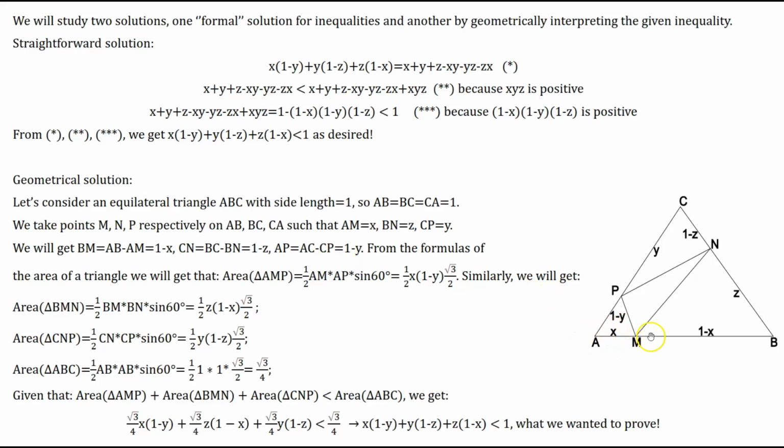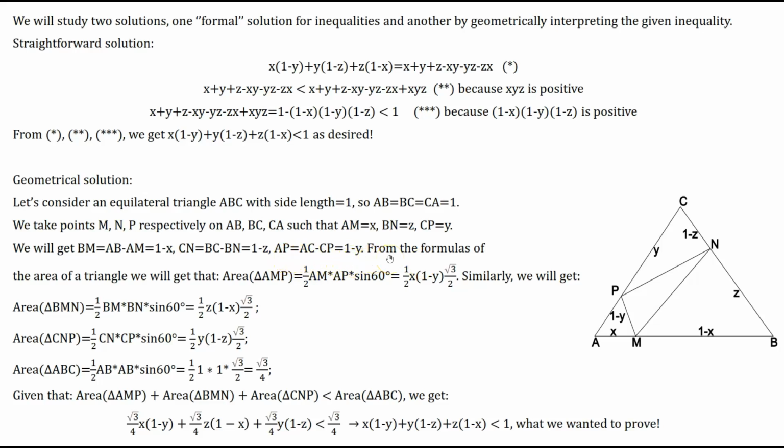Now, we will take points M, N, and P respectively on the sides AB, BC, and CA such that AM is equal to X, and given that AB is equal to 1, this means that BM will be equal to 1 minus X. We will take BN equal to Z, so CN will be 1 minus Z, and we will take CP equal to Epsilon, and AP will be equal to 1 minus Epsilon. So we will get over here BM is equal to 1 minus X, CN is equal to 1 minus Z, and AP is equal to 1 minus Epsilon.